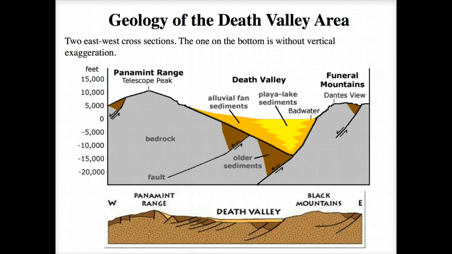Here's a couple of cross sections. They both show the same thing. They are looking from west to east, and this one just has more vertical exaggeration. The idea is that you have these tilted normal faults which are tilting the ranges, and you're opening up Death Valley. It's not even on both sides, right? It's got more offset on the east side than it does on the west.